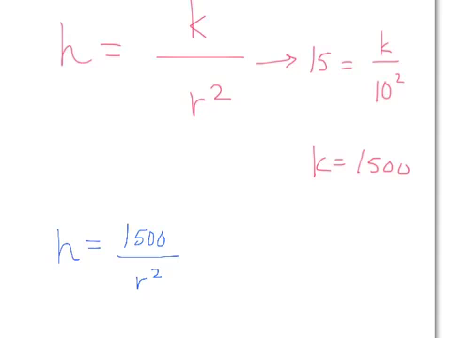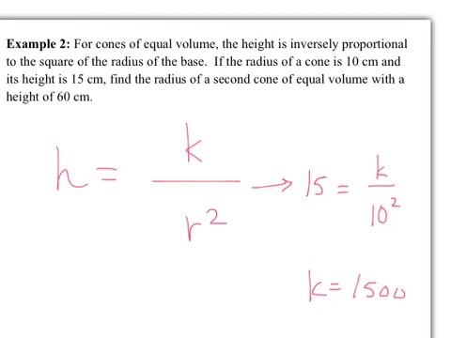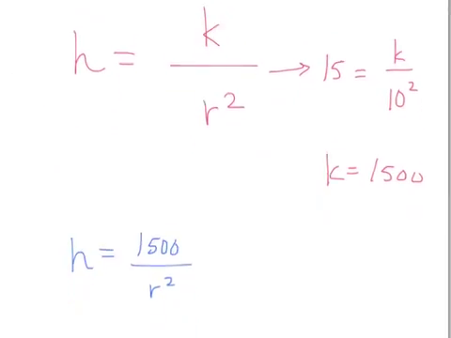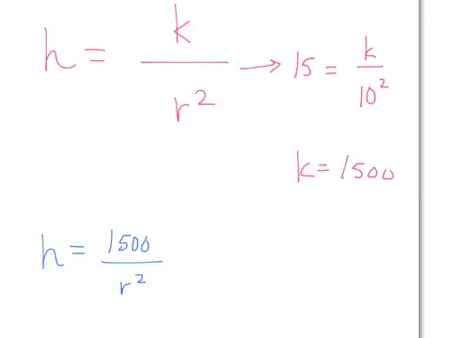Now we're trying to figure out the radius, right? If we go back up to the word part, right here. Find the radius of a second cone of equal volume with a height of 60. So we know the height is 60 now. We want the radius. Let's solve for the radius generically. How do I get r by itself? This is tricky, so step me through the process.